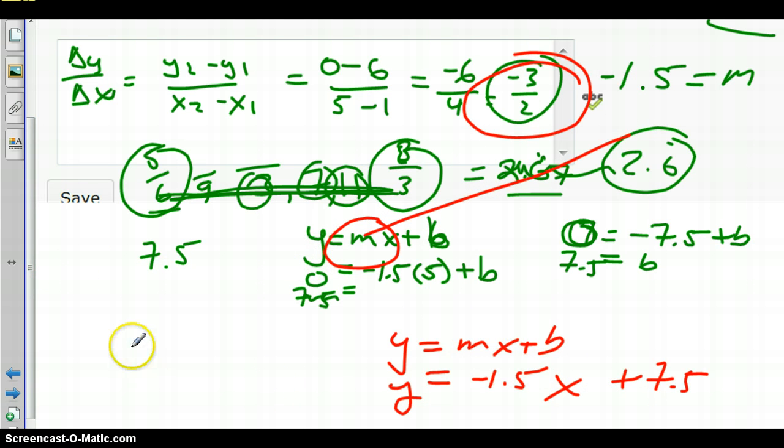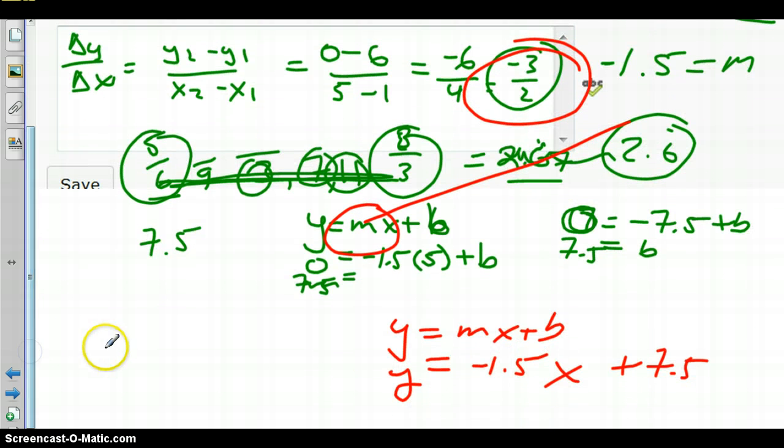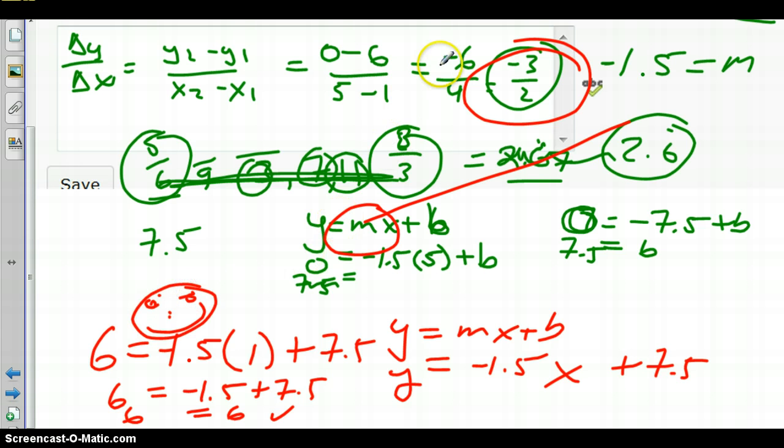Now, if you want to check this, what you can do is say, okay, let me use the second point to check. My second point was 1, 6. So I have 6 is equal to negative 1.5 times 1 plus 7.5, which is negative 1.5 plus 7.5, which is, in fact, 6. Left side, right side, check. 6 is equal to 6. Happy face. And done.